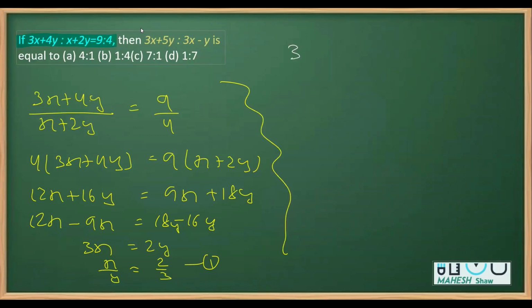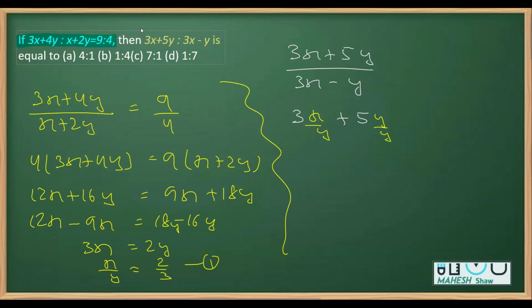That means we have to obtain 3x plus 5y over 3x minus y. So what I'm going to do here is divide the numerator and denominator by y. Now, why should I do so? So that we get x over y. So this is 3x divided by y, and similarly plus 5y divided by y.